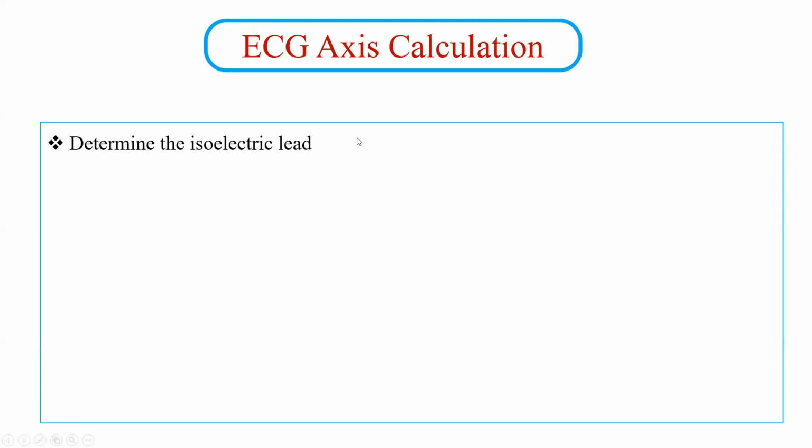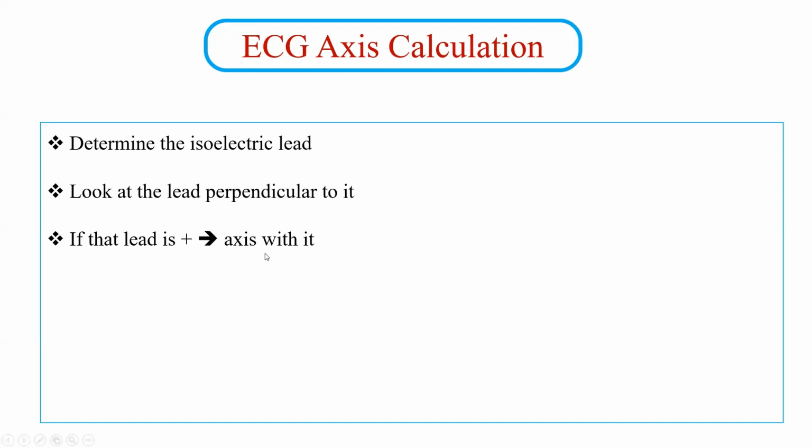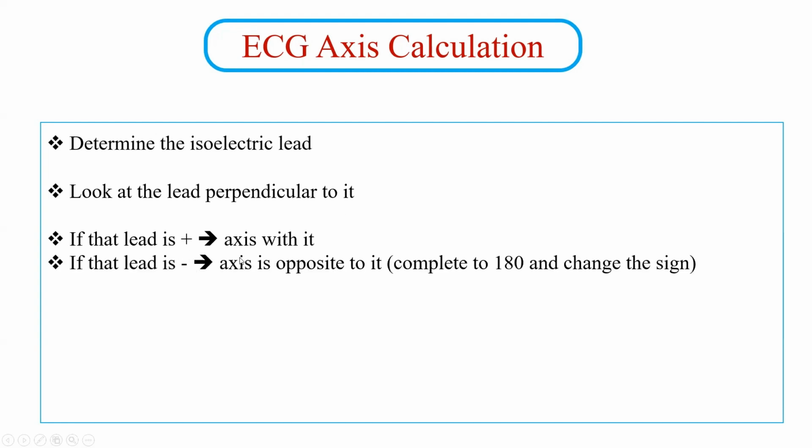After we determine the isoelectric lead, we look at the lead perpendicular to it. If the isoelectric lead was 1, the perpendicular to it is AVF, and so on. So we remember the 3 pairs. After that, when we look at the perpendicular lead, if it is positive, the axis will be the number of this arrow. But if it is negative, the axis will be opposite to this arrow.